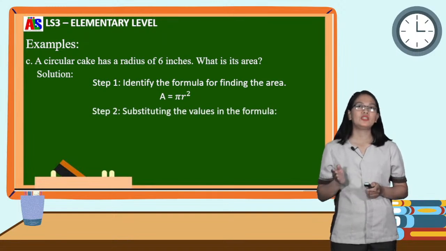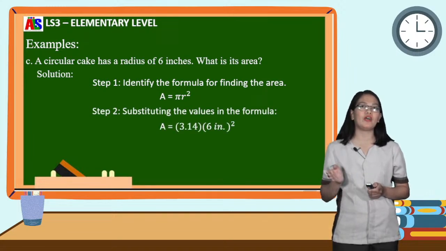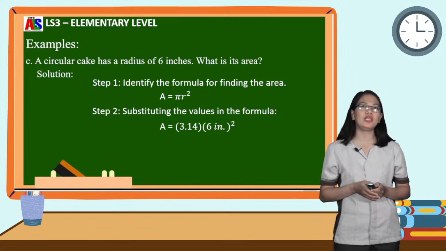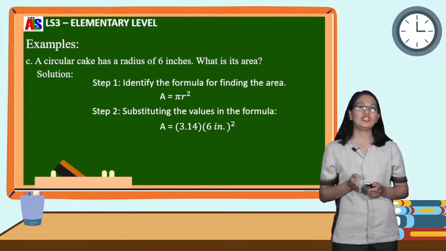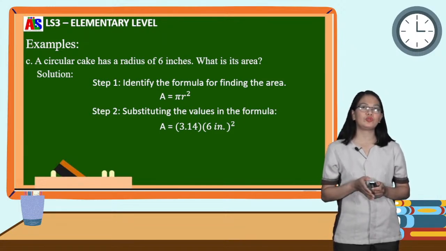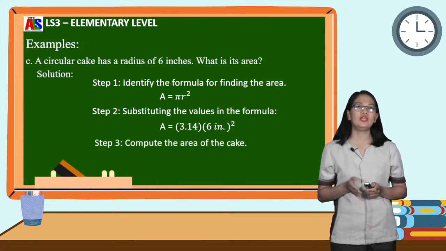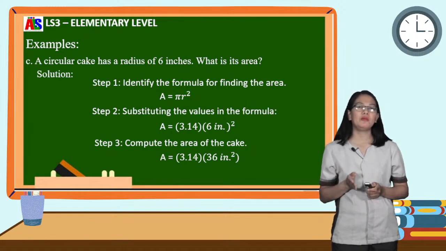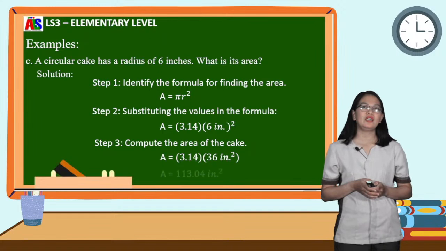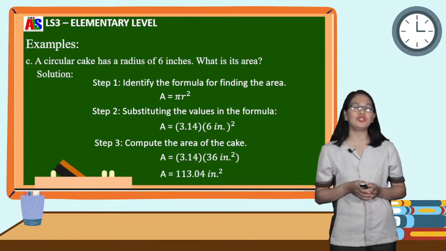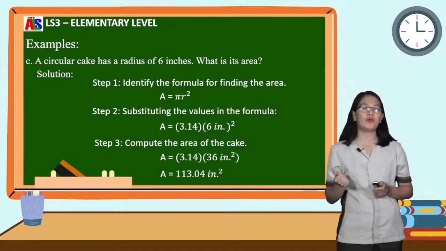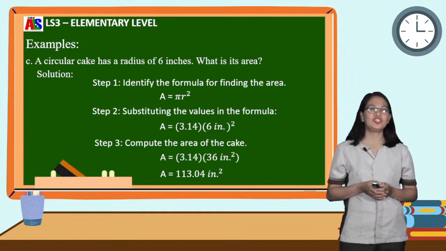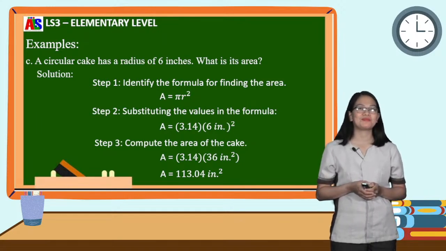Step 2. Substituting the values in the formula, we have A is equal to 3.14 times 6 inches raised to 2. Step 3. Compute the area of the cake. That is, area is equal to 3.14 times 36 square inches, which is equivalent to 113.04 square inches. Did you understand our topic for today?